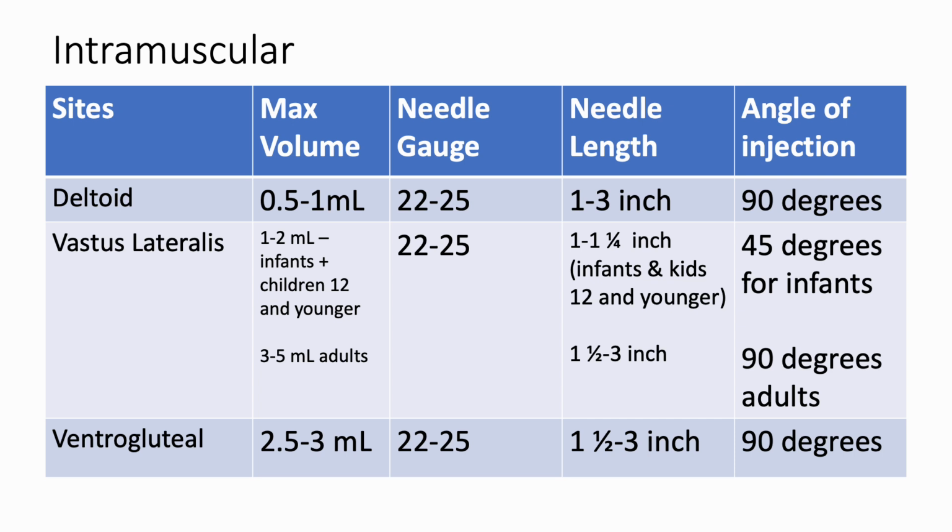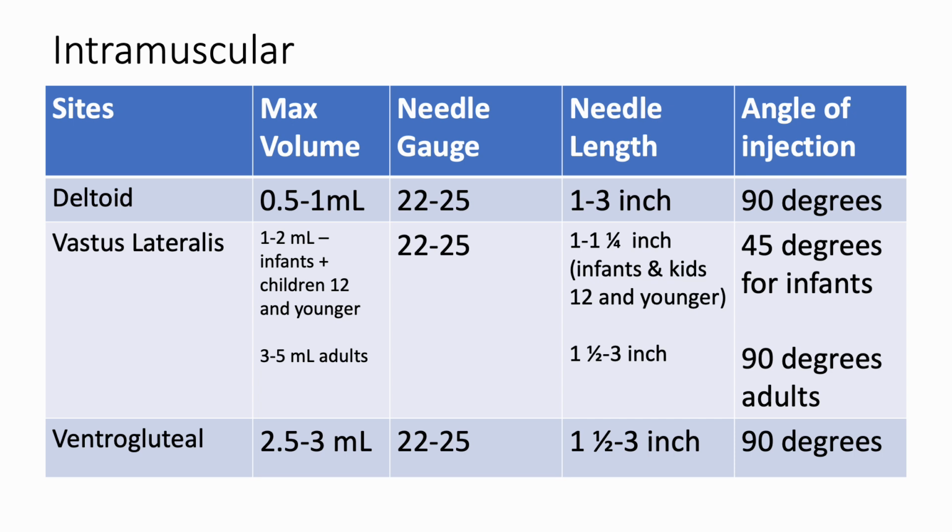Moving on to the vastus lateralis. That is the big, thick thigh muscle in the outer third of the thigh on both legs. It's a huge muscle, so it can tolerate a lot of fluid. For infants and kids 12 and younger, the max volume is 2 milliliters, so we can give 1 to 2 mils. For adults, they can handle as much as 5 milliliters of fluid in that big old muscle.